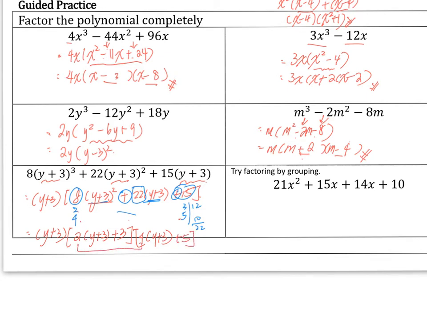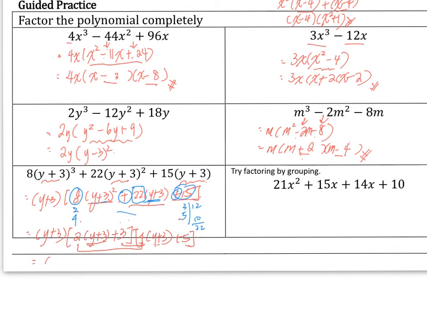2 times 4 makes 8, and we got 2 of these, so y plus 3 squared. And then 2 times 5 makes 10 times y plus 3. And then also for the inner, 12 times y plus 3. So that makes 22 times y plus 3. And then we have 3 times 5 making 15, so we're good.